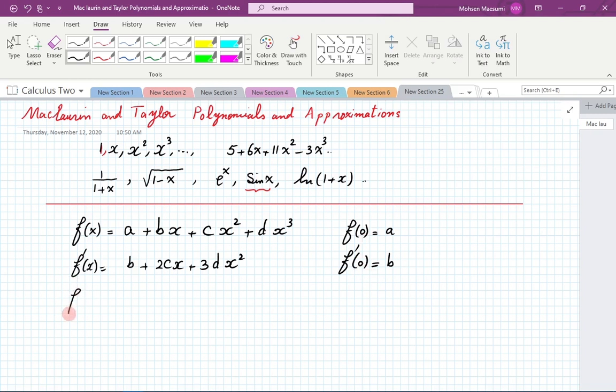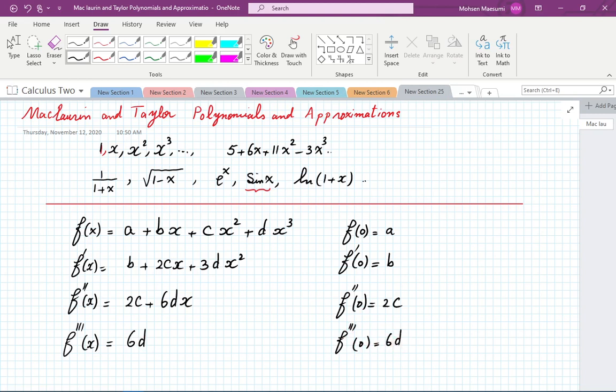Now let's go to the next. Second derivative. The derivative of b will be 0. This is going to be 2c plus 6dx. Okay, 2 times 3 makes 6. And then we see that f double prime at 0 is 2c. One more round. Suppose I take 3 derivatives of this function. It becomes 6d. And of course, my third derivative at the origin is going to be just 6d.